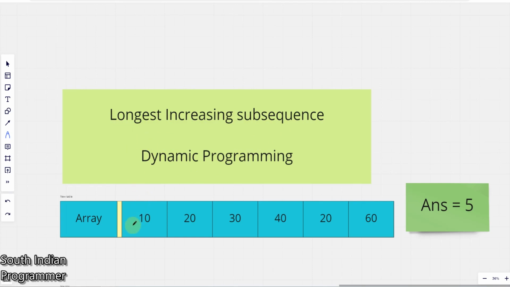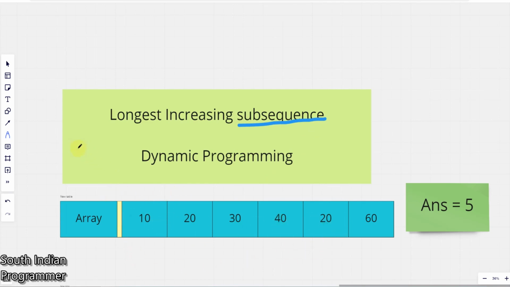Here is a sequence. You have 10, 20, 30, 40, 20 and 60. So this is a sequence. In this sequence we are going to find a subsequence. Subsequence means a subset of this long sequence.